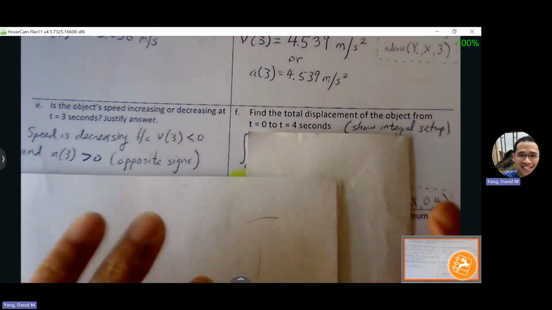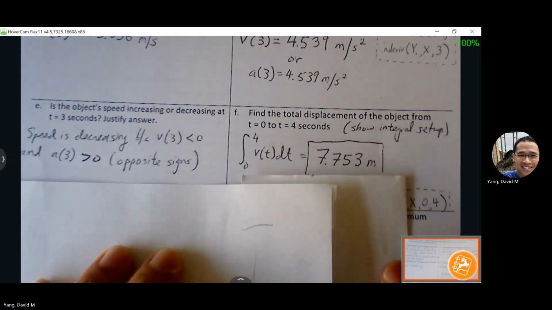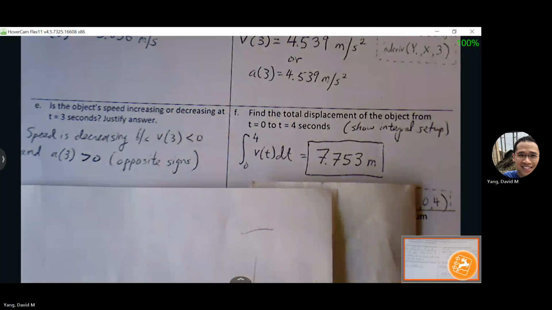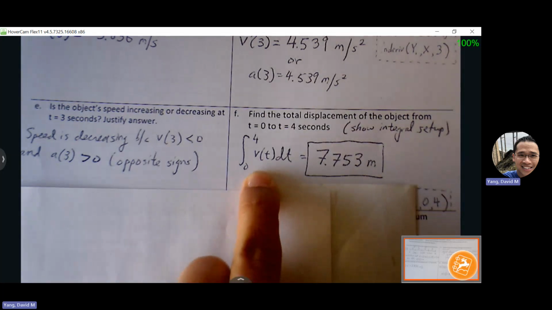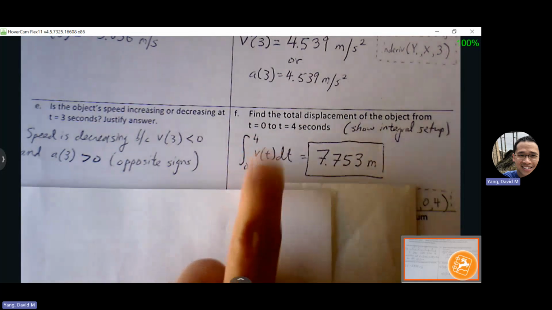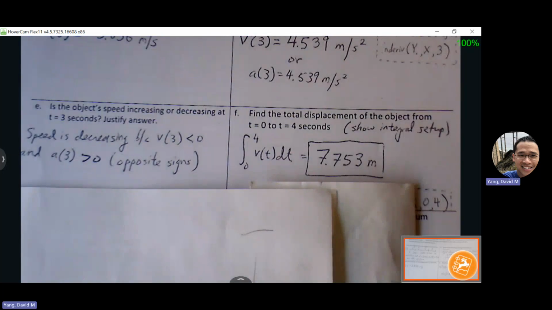Displacement. Displacement is just the integral. Basically, how much forward or back, how much progress did this object make in that time interval? So we can do math 9 from 0 to 4 of our velocity function. And if you're using an older calculator, you'll do f integral. We'll type the function, comma, x, comma, lower bound, comma, upper bound.